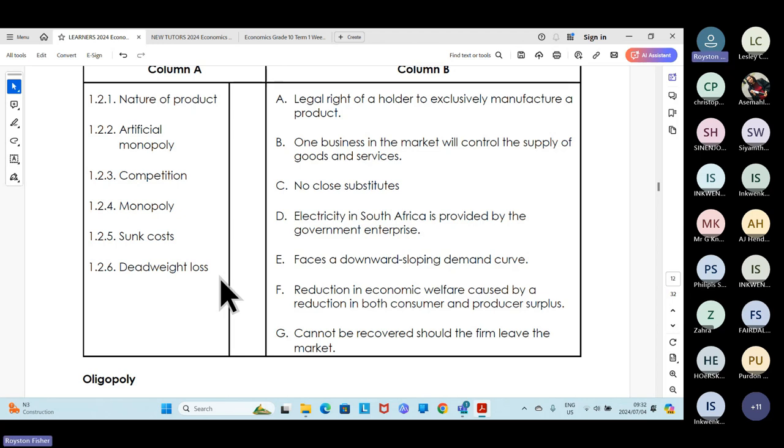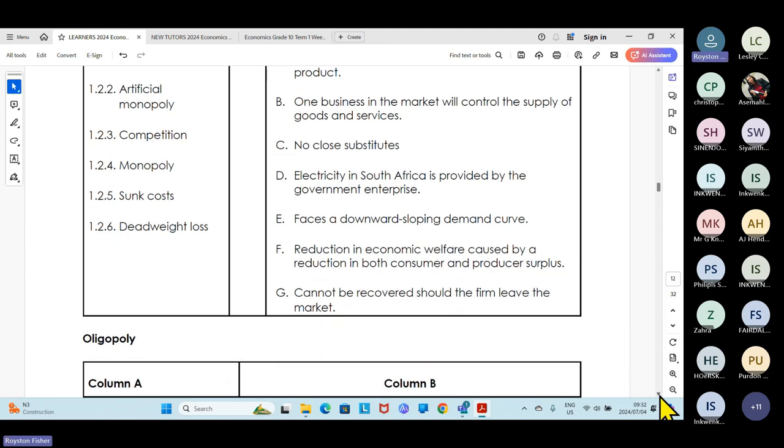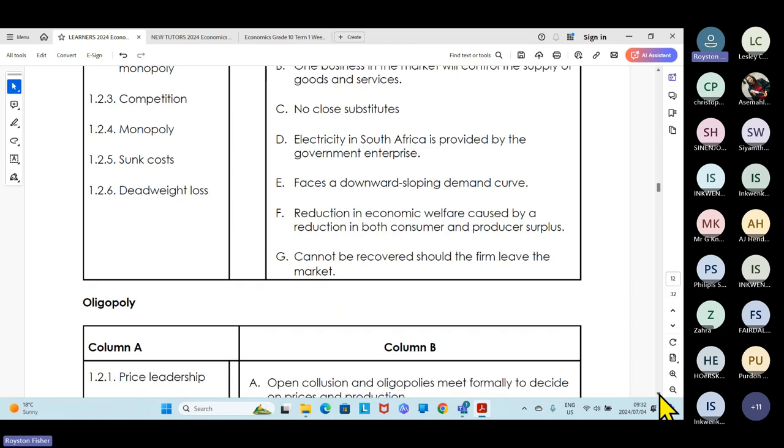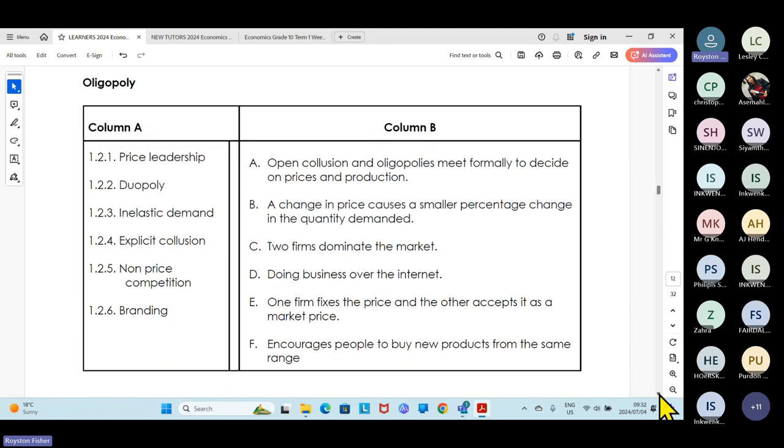Right, and all of you are correct. A reduction in economic welfare caused by a reduction in both consumer and producer surplus. So now we're moving on to oligopoly, also about six questions. I'm going to give you again 4 minutes to complete it and then share our answers as we go along.